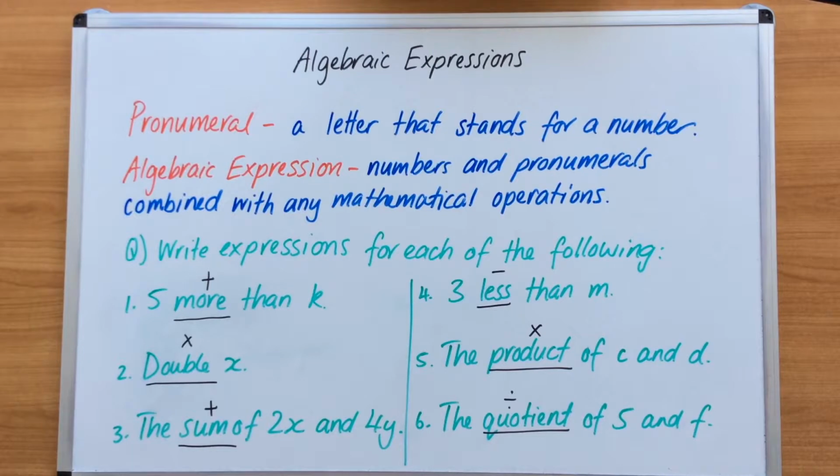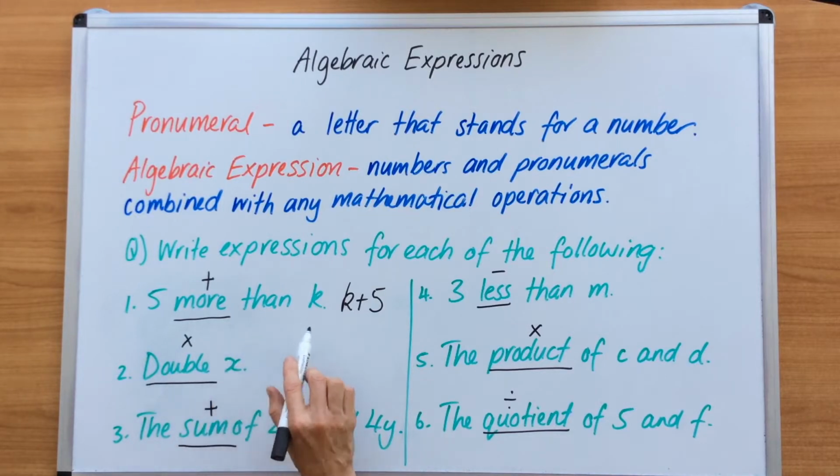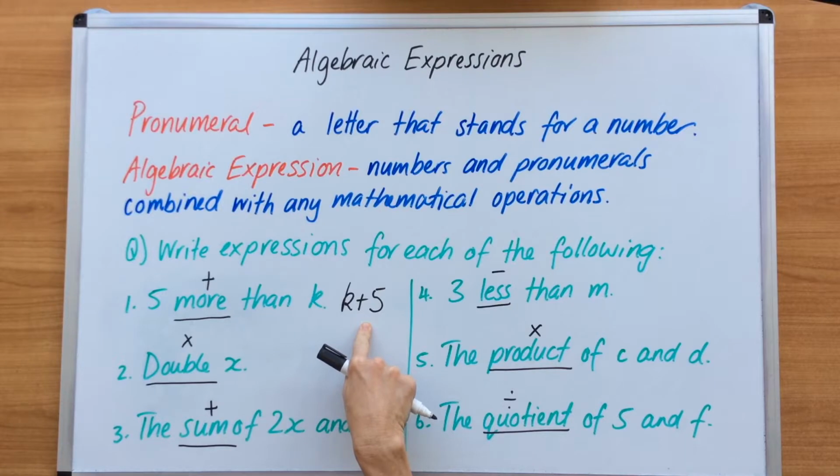So we're going to read through these and have a look at how you would write an expression based on these small sentences. So question 1 says 5 more than k. So we start with k and we go 5 more. So k plus 5. It's not 5 plus k because it says 5 more than k. It means k is the original starting point and we're adding 5 on.